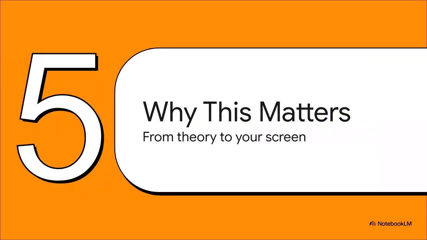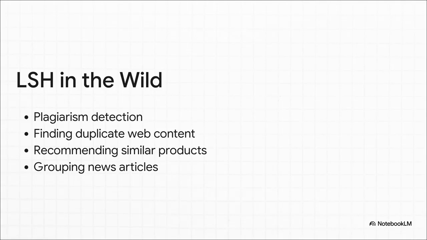Okay, so we've gotten pretty deep into the mechanics, but why does this one algorithm matter so much in our day-to-day lives? Let's bring this all the way from theory right back to your screen. The truth is, LSH and different versions of it are running silently behind the scenes all over the internet. It's the engine that powers plagiarism detection software. It helps search engines get rid of duplicate results. It's what recommends products that are similar to things you've already looked at. And it's how news sites can group together the same story from a dozen different sources. It really is a foundational piece of our modern data world.